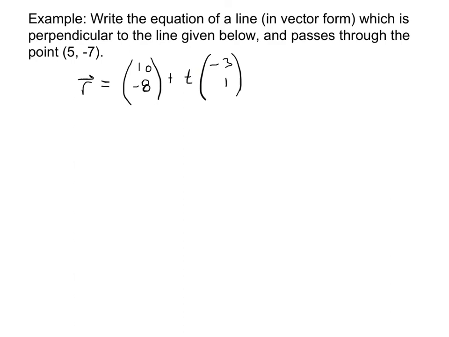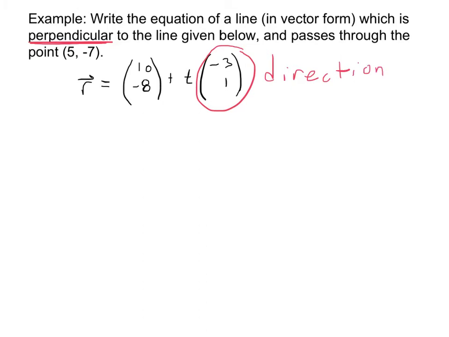Yep, here we go. So write the equation of a line in vector form, which is perpendicular to the line given below and passes through the point 5, -7. Alright, so what I really want to focus on here is this idea of perpendicular. And there are two ways of approaching this. One of them is by thinking about the dot product, and the other is thinking about what you guys already know. Right? Like when I see this line here, I see this as being the direction.